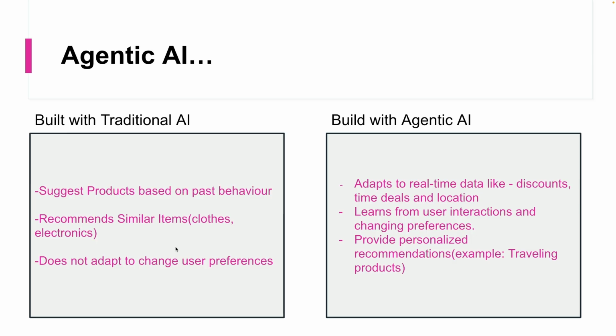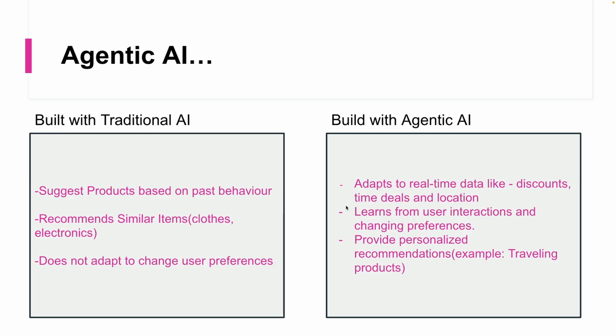I know the recommender system was there, but it works on past behavior. This past behavior is the underlying term. I keep iterating this, because this is what happened in traditional AI.